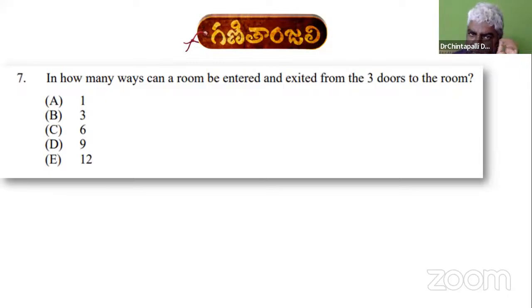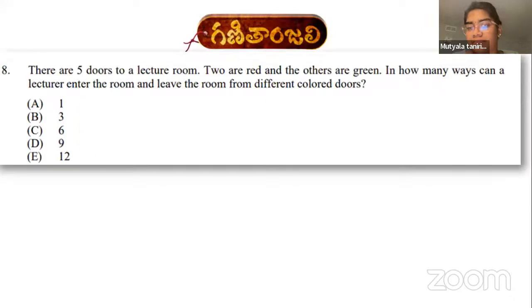In how many ways can a room be entered and exited from 3 doors? Similar question is already done. In how many ways can a room be entered and exited from 3 doors to the room? It is not mentioned that you should leave from another door. So that is 3 times 3.